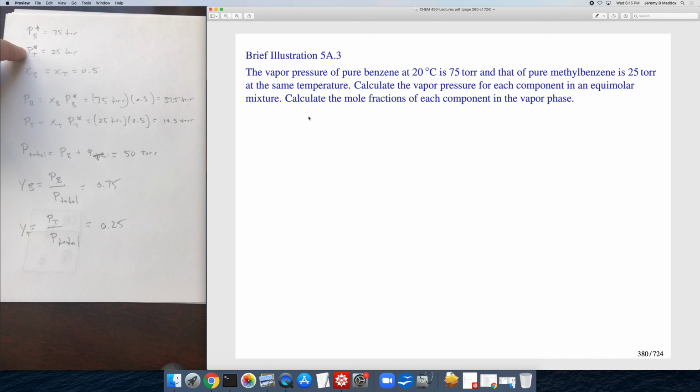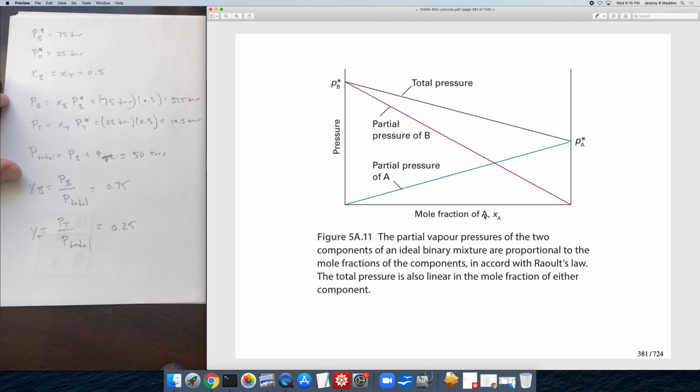Here's a diagram illustrating this problem. Here we've looked at a particular concentration. This diagram shows the partial pressures as a function of the mole fraction of the component in solution. This would be the mole fraction of toluene in our example here. This line represents the partial pressure of toluene.